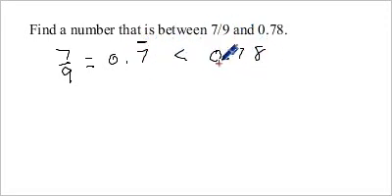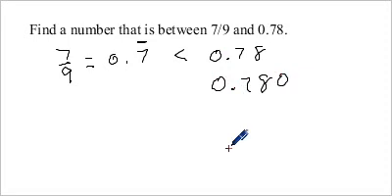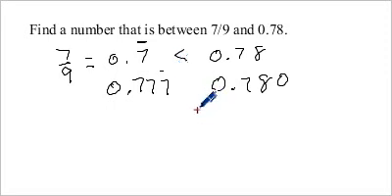So let's see if we can compare them. Keep in mind that 0.78 is the exact same number as 0.780. We can add zeros onto a decimal without changing the value. 78 hundredths is the same as 780 thousandths. So if we take this out to 3 decimal places, it would be 777 with the 7 repeating. So can you see any number that would go between those two numbers?